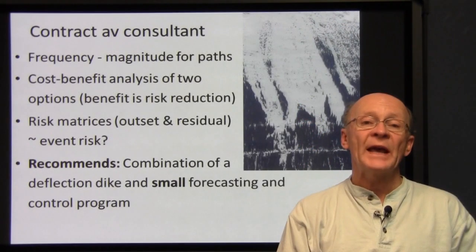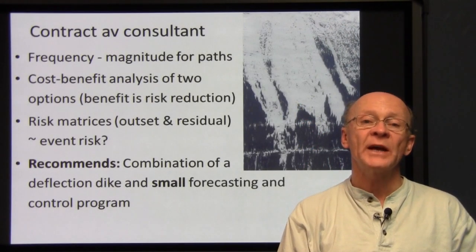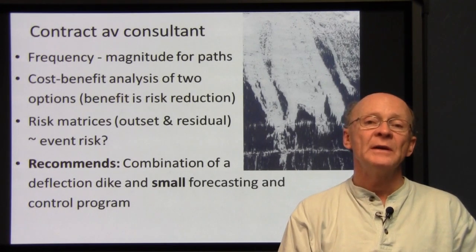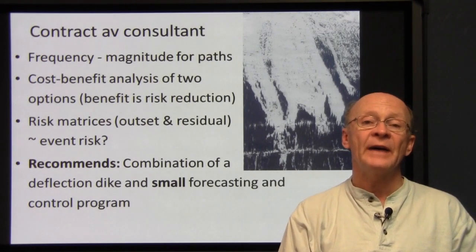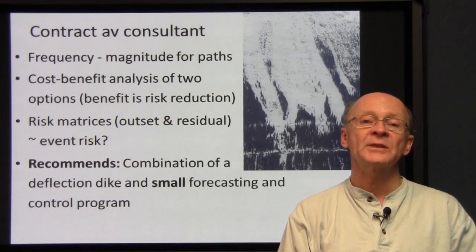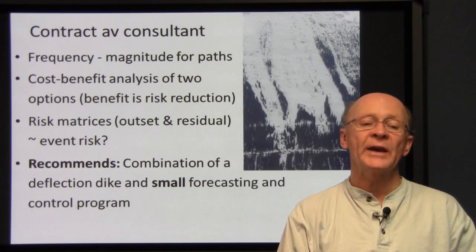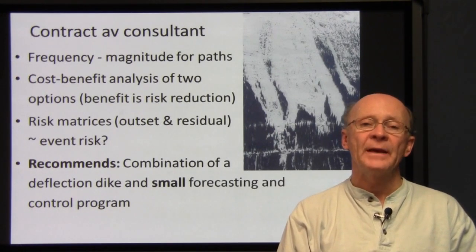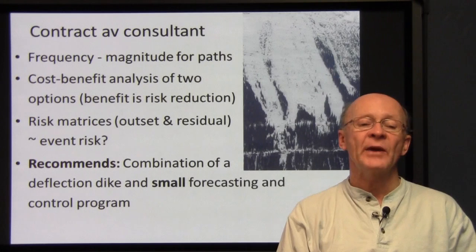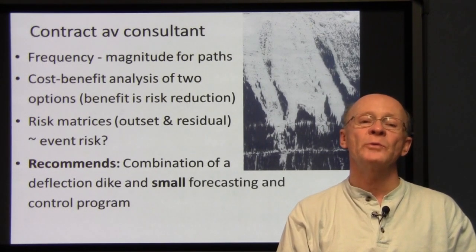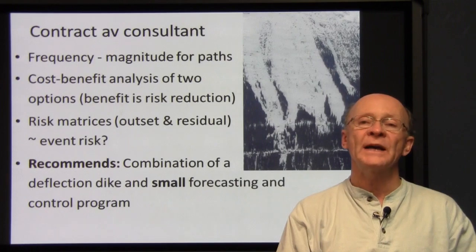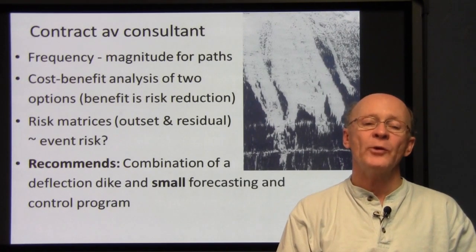So if a size D1 avalanche had no effect on the organizational objectives, it would not be considered. If size D4 and D5 avalanches had the same effect on organizational objectives, they would be grouped together for the analysis. And the consultant comes back to the mining company recommending a combination of a deflection dike for the really busy path that's going to hit the road most frequently, and a small forecasting and control program for the other paths.